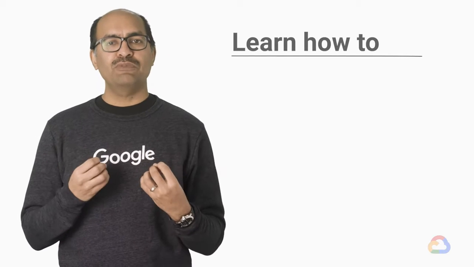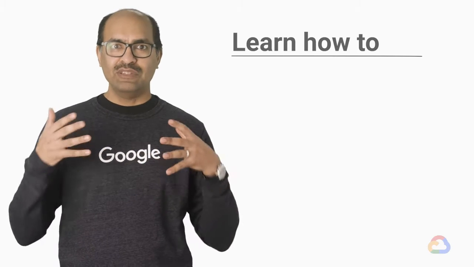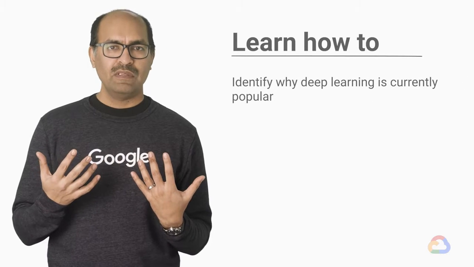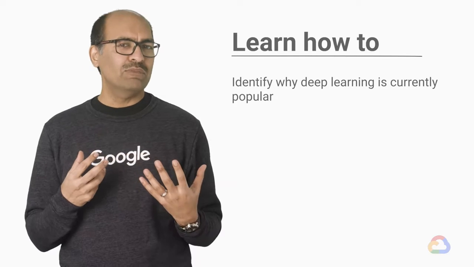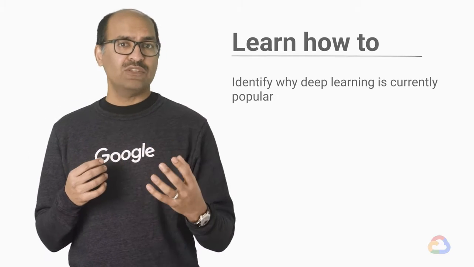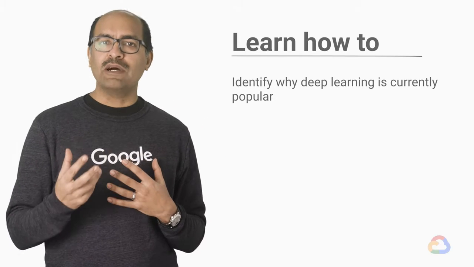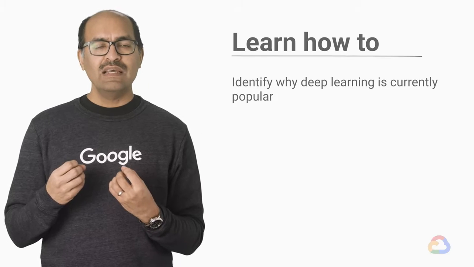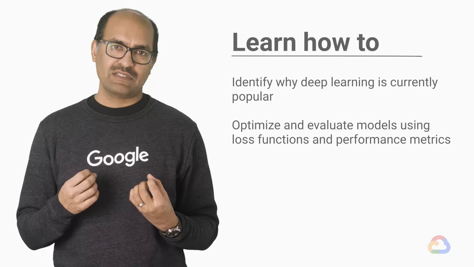In this course, you will learn about the different types of machine learning models and how the history of machine learning has led to this point where deep learning models are so popular. The training of a deep learning model usually starts with random weights. How do you initialize these weights and how do you change those weights so that the model learns? You learn how to optimize models using loss functions, and you learn how to evaluate those models using performance metrics.